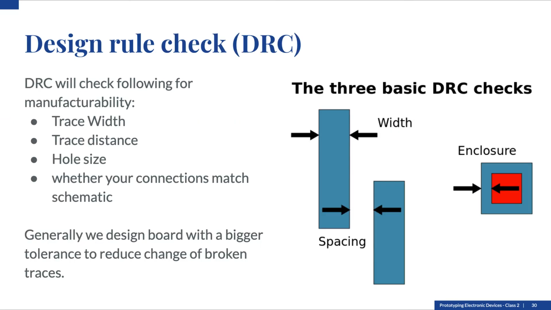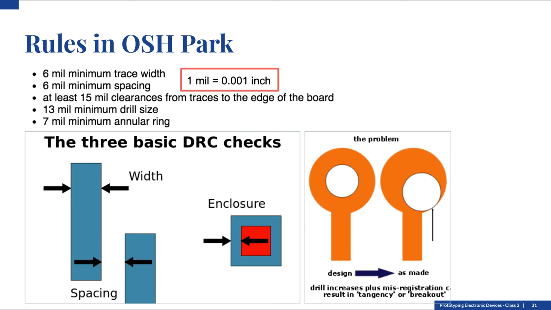Design rule check will check a few rules for manufacturability, such as trace width, trace distance, hole size, whether your connection matches the schematic, etc. In the real world, there are a lot of limitations on the manufacturing of the PCB. If one trace is designed too thin, the manufacturing process may break it. If two traces are designed too close, the manufacturing process may bridge them, and if the hole is too small, the factory may not have a drill bit for it.